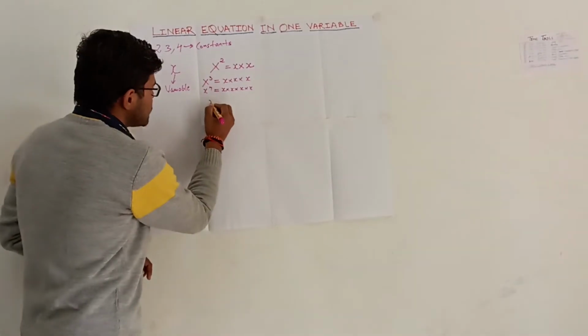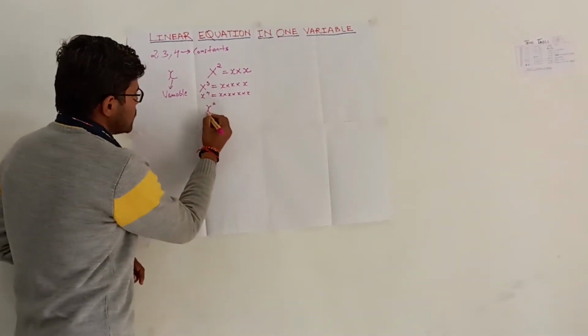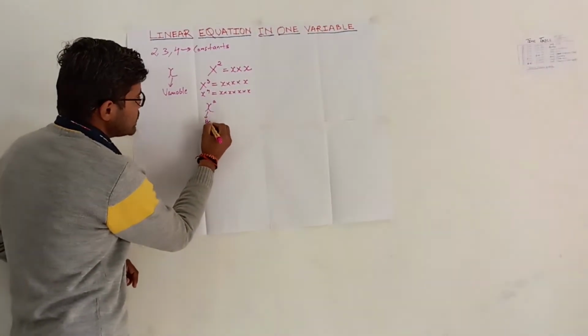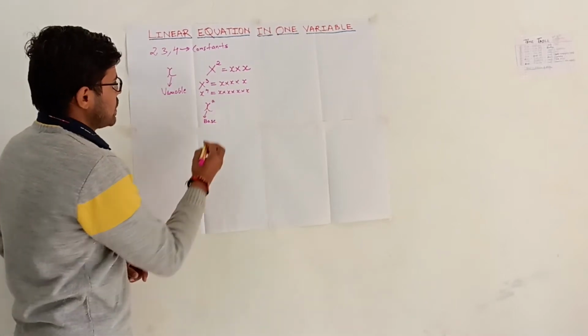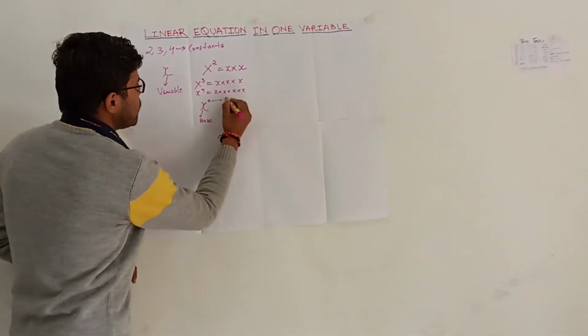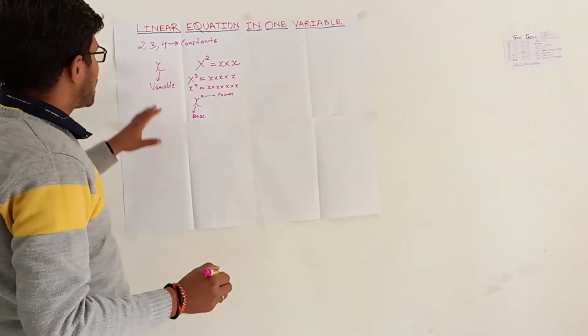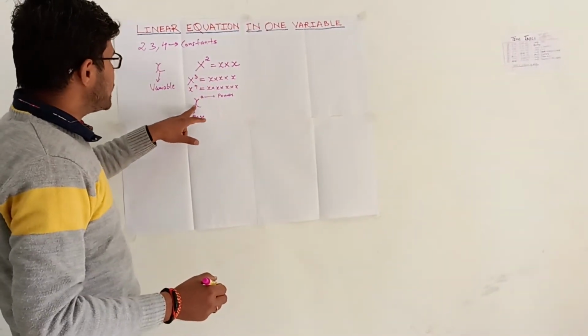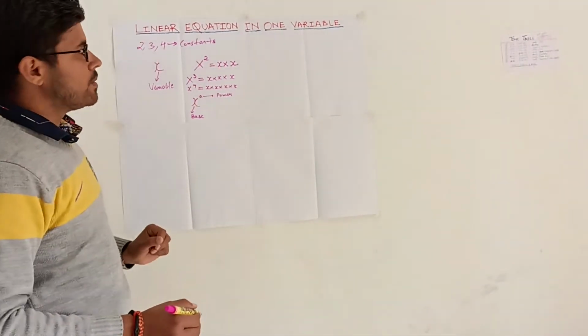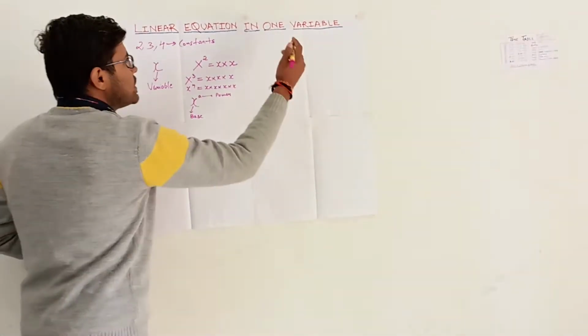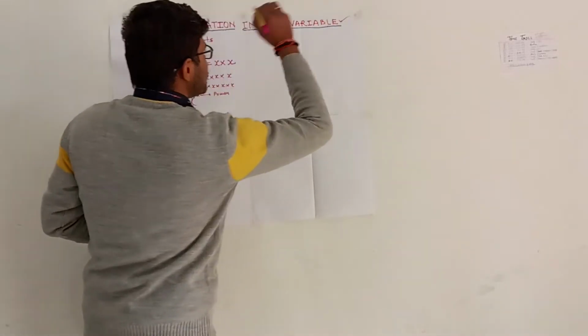So in this, this is its base, and this A is its power. So now we understood what is the base, what is power and what is variable. Now we understood the main thing, what is variable.